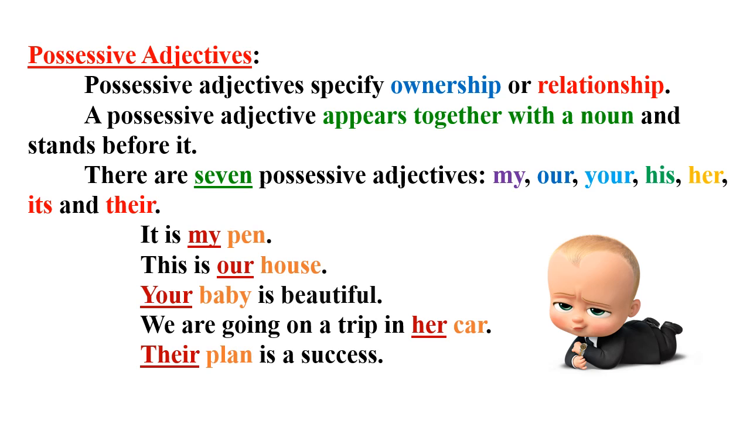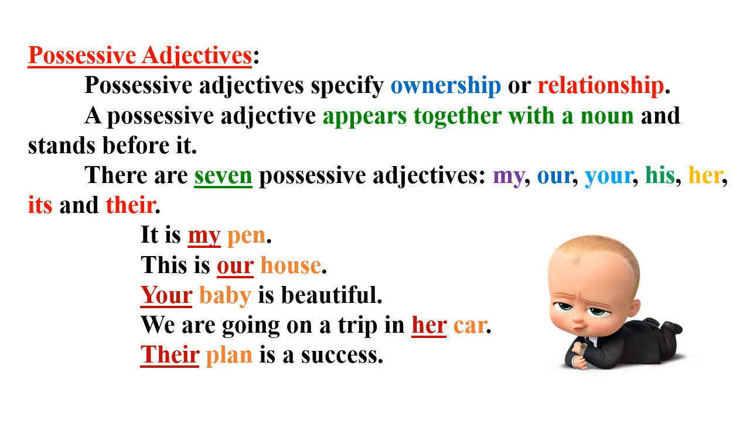It is my pen. Here, the possessive adjective my appears together with the noun pen. It helps to show ownership. It helps to understand that the noun pen belongs to me. This is our house. The noun in this sentence is house. And the possessive adjective our stands before the noun house to show ownership.